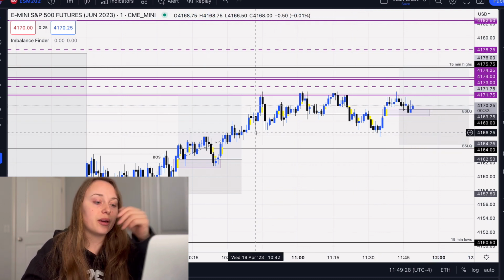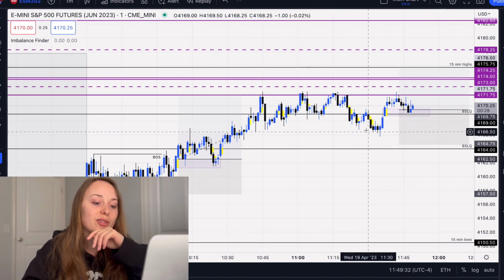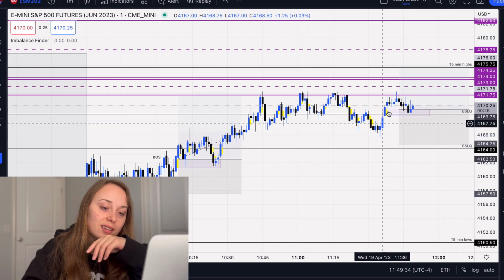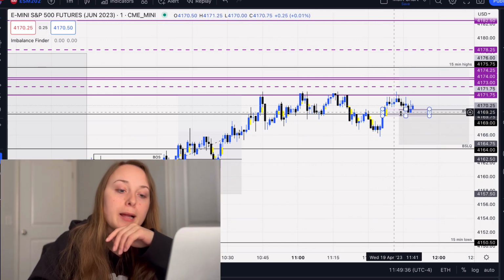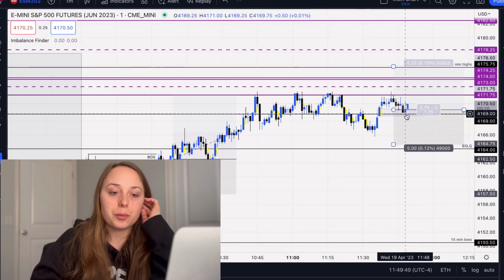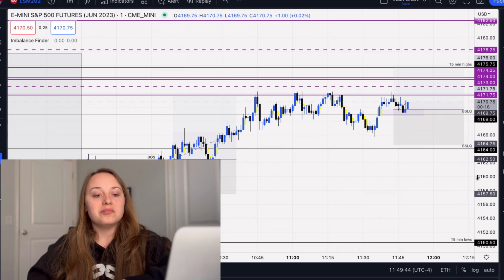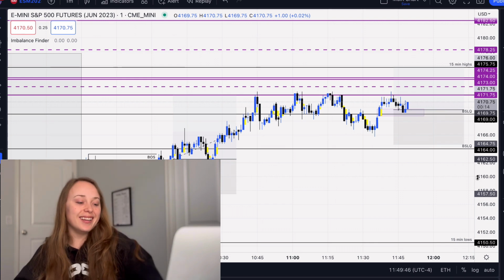But considering we already took out this low, this low, this low, this low, these equal lows, and then we had a displacement leg, and then we created a fair value gap, and it's 11:50, this is probably a trade I would take right now. Yeah, we could watch it together.